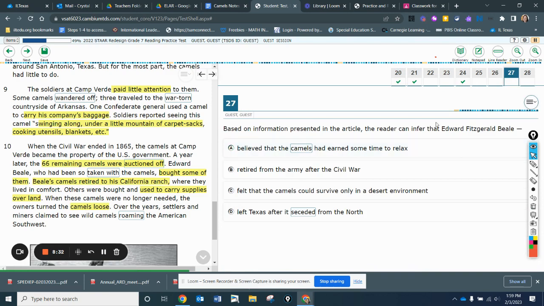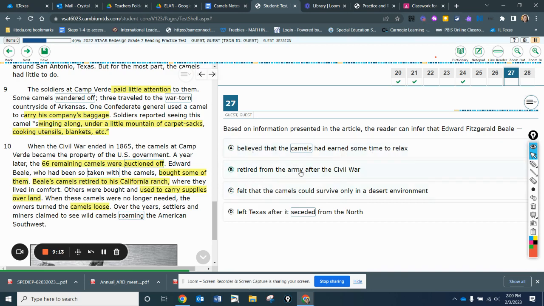Okay, now let's go back to our Bill guy. I think that was number 27. Yep. Based on information presented in this article, the reader can infer that Edward Fitzgerald Bill. Let's remember what we learned about him. We learned that he really liked the camels. He admired them. He thought they were really good at carrying things across the desert. And then we also learned that he bought some, and when he bought them, he took them to his ranch to relax and live in comfort. He took them to his ranch so that they could enjoy the rest of their lives. So knowing those two things, let's see which one is the right answer. A, believed that the camels had earned some time to relax. That one looks pretty good because that's exactly what he did. He bought them so that they could relax.